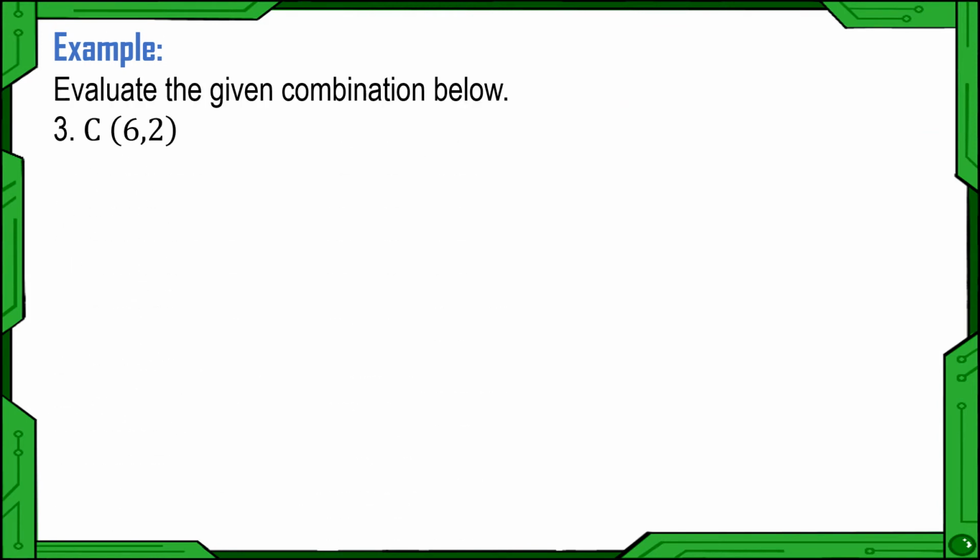Example number 4, we have to evaluate the combination of 6 and 2. Again, let us use the formula for combination, and it is combination of n and r is equal to n factorial over the difference of n and r factorial multiplied by r factorial. So the value of n is 6 and the value of r is 2. Next is to substitute the given. So this will become combination of 6 and 2 is equal to 6 factorial over the difference of 6 and 2 factorial multiplied by 2 factorial.